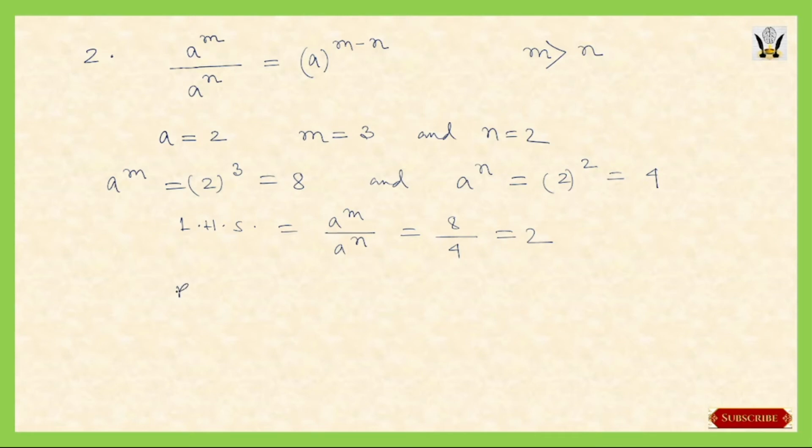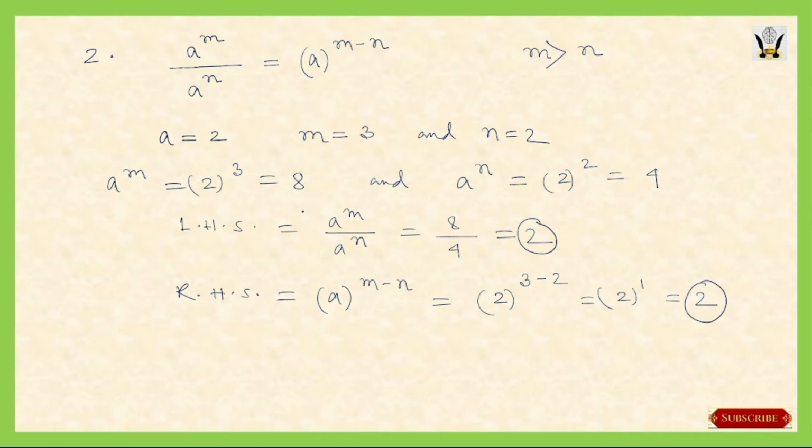And what we have on the right hand side of this law says this should be equal to a to the power m minus n. So let's see what we will be getting. The base is again 2, m is 3 and n is 2, so it will be 2 to the power 1. 2 to the power 1 means 2 only. That means from the left hand side we obtained 2 and from the right hand side we also obtained 2. So this law is satisfied.